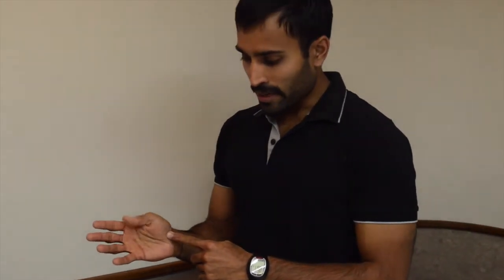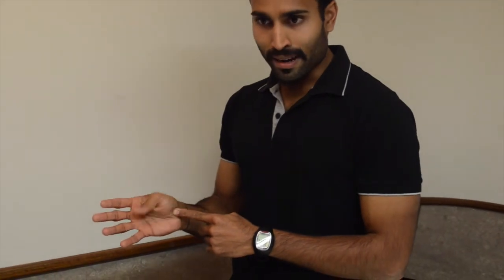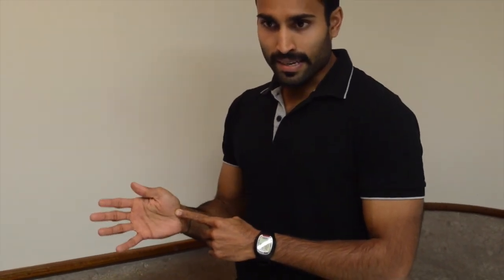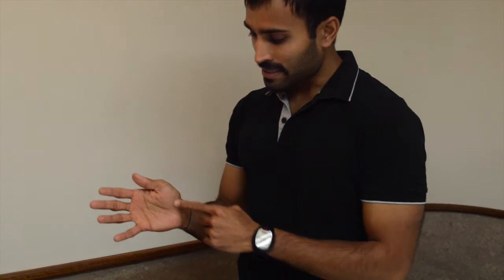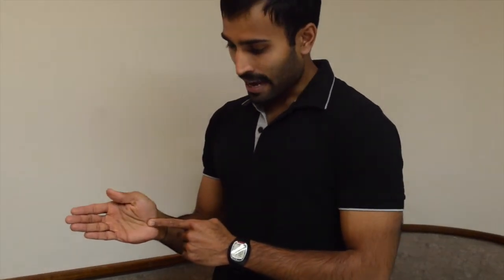The abductor pollicis brevis abducts the thumb. It moves it away from the midline of the hand. The flexor pollicis brevis flexes the thumb. The adductor pollicis adducts the thumb. It moves it towards the midline of the hand.